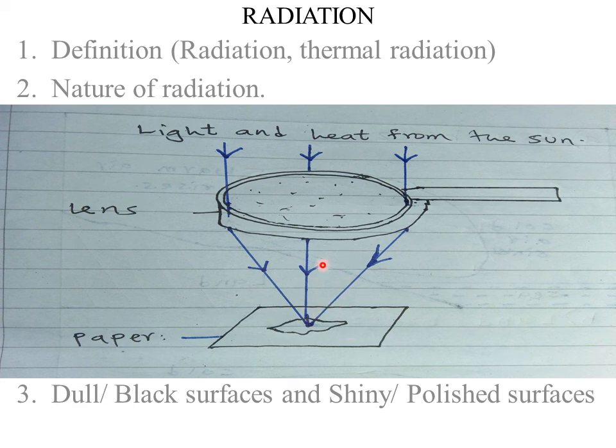Then you focus the rays of the sun and heat from the sun on a paper and observe what happens. When this experiment is carried out, after some time, it is observed that the paper gets burned at the point where the rays are concentrated. Now remember, we use a lens, what we call a converging lens. To converge means to focus things at a particular point.